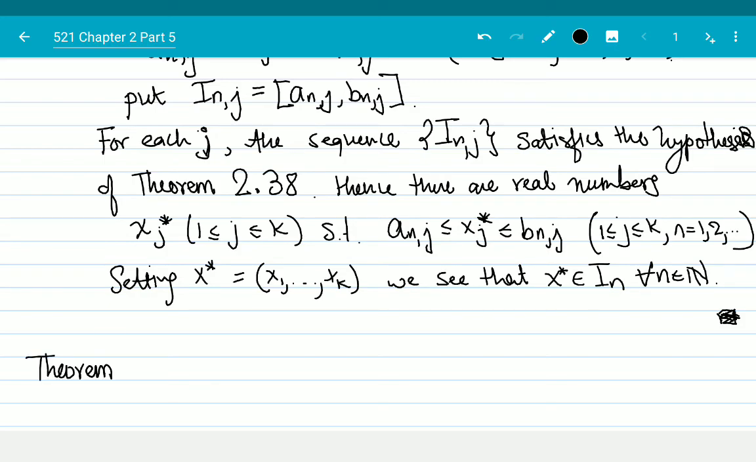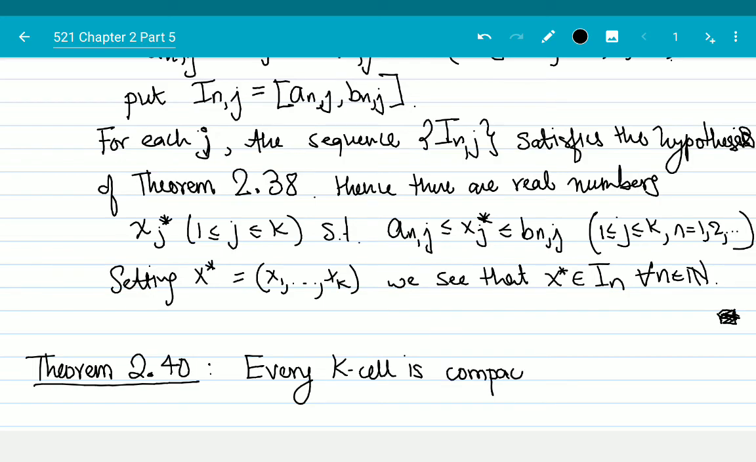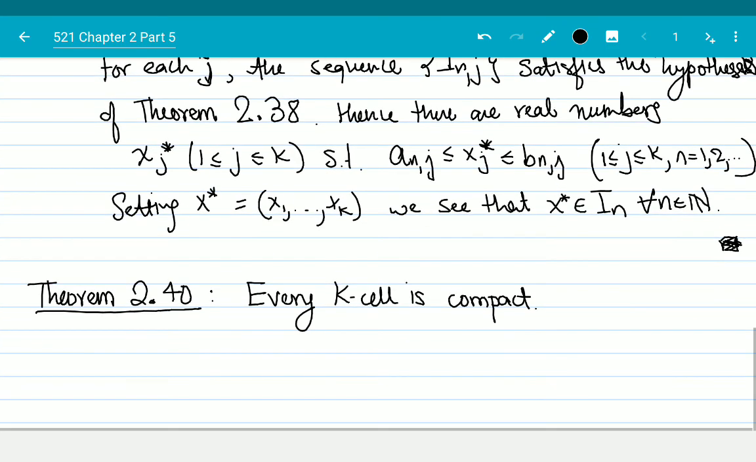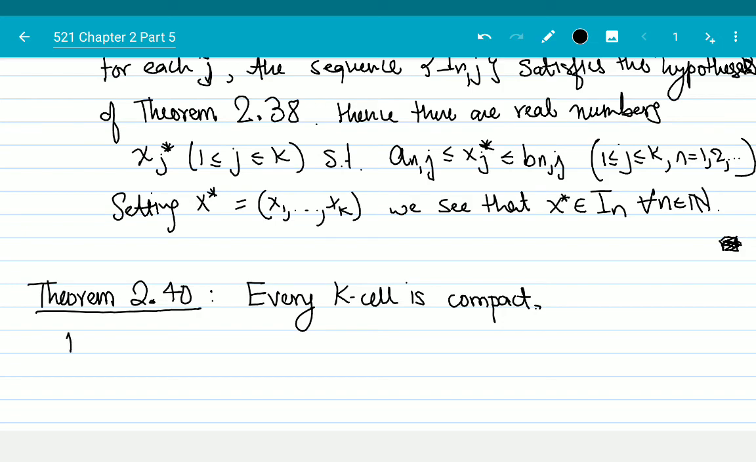Theorem 2.40. Every k-cell is compact. Okay, so instead of proving it separately for intervals and then for k-cells, we are just killing it in one shot. We are proving it for both. Okay. Proof.